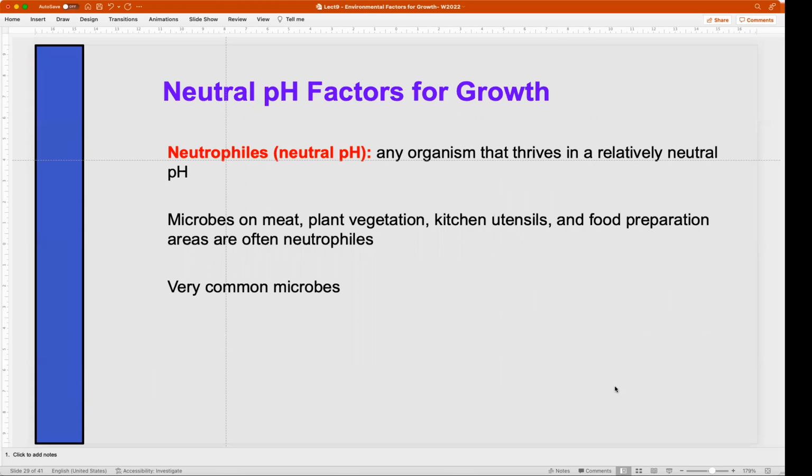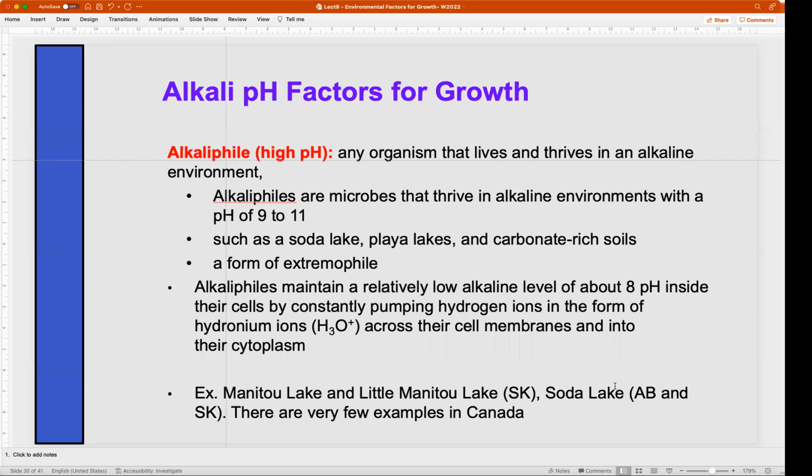Neutrophiles live on meat, plants, kitchen utensils, fruit prep areas. That's a very common microbe. Alkalophiles thrive in an alkaline environment where the pH is very high. I looked it up. There is one lake in Saskatchewan called Manitou Lake, or Little Manitou Lake. They're resort places, probably one of Canada's few salt lakes. They have a very alkali environment.